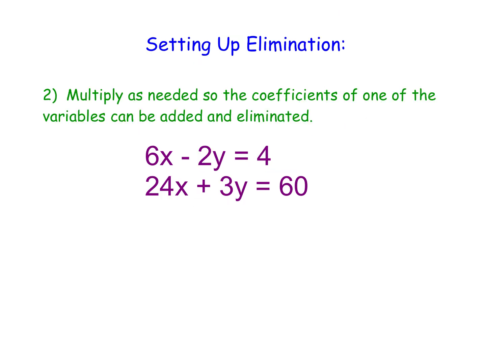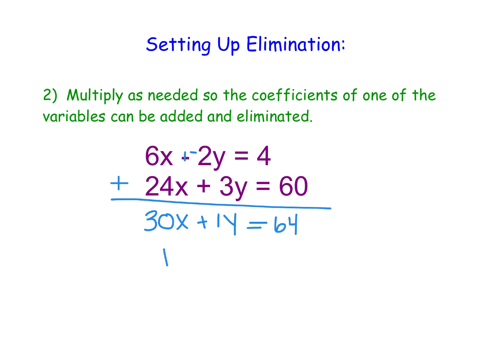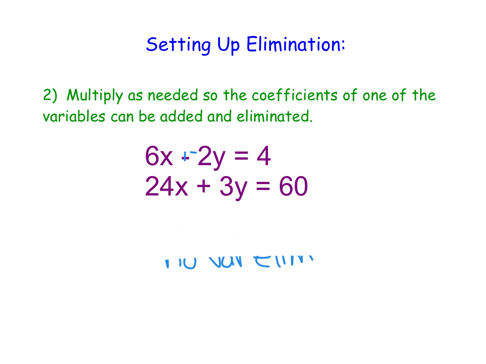Then at this point, we need to multiply each equation so that the coefficients of one of the variables can be added and eliminated. So again, we have to take another step to set up elimination so that it will be successful. If we just add the equations as is, we essentially end up with 30x plus 1y is equal to 64, and there's no variable eliminated. So elimination can't be used here because we're not actually eliminating a variable. So we need to set this up first in order to make elimination something that is successful.